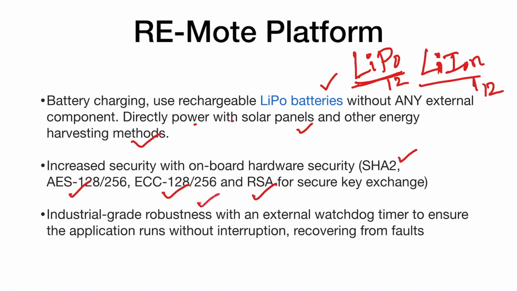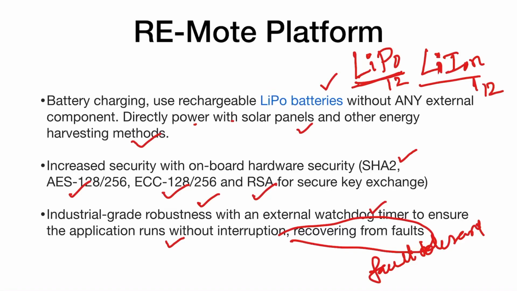Industrial grade robustness with an external watchdog timer to ensure the application runs without interruption, recovering from faults. It even has a fault tolerance facility. Since the watchdog timer, in short in embedded systems we call it WDT. Whenever an application is running, there is a timer running. If an event doesn't trigger within the particular time, the processor gets reset. So the system comes back to the starting position of the application. That is the purpose of the watchdog timer.